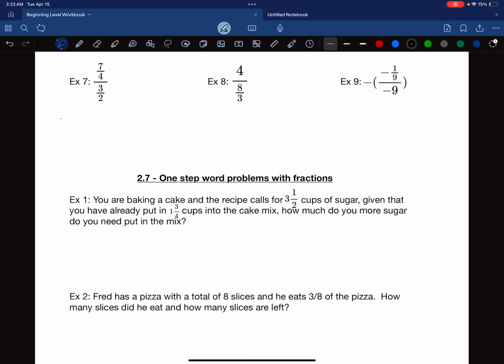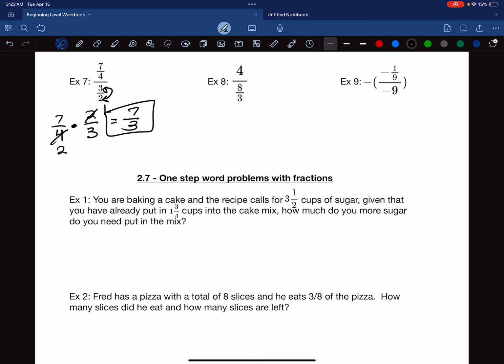We're going to keep the first fraction, 7/4, change the sign to multiplication, and then flip this fraction here. So this becomes 2/3. And then we can cross multiply and reduce. 4 divided by 2 is 2, and 2 divided by 2 is 1. So we get 7/3 as our answer.